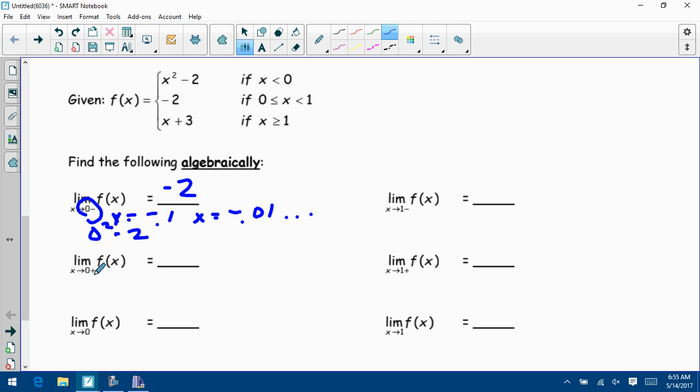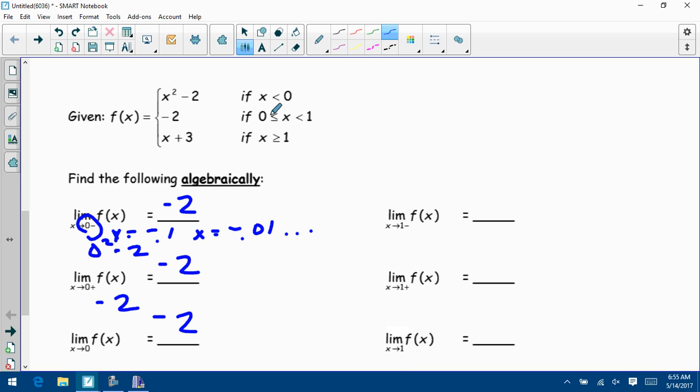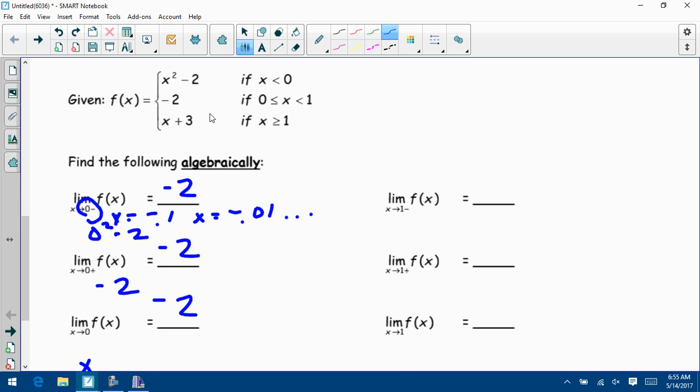For 0 from the right, you're thinking of plugging in values like 0.1, 0.01, 0.001. Those are all values in this domain. So that value is just the equation, negative 2. So the answer is negative 2. To get the actual limit as x goes to 0, since it's still split left and right, you have to look at your left-hand and right-hand limits. And again, since they're the same, it's negative 2. And then f of 0, this is your actual x value you're plugging in. The domain that 0 falls into is this middle one, and your answer is negative 2.